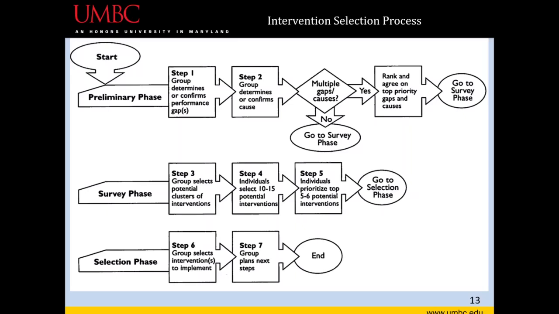Then you're going to move on to the last phase, which is the selection phase. In step 6, the group is going to select the interventions to implement from that list of 5 or 6. Then step number 7, the group plans the next steps, and then you're going to work with your stakeholders to know exactly what those are. So this is the intervention selection process. You're going to start off in the preliminary phase and the survey phase, where you're going to determine the different types of interventions and select the numbers there. Then you're going to select the final interventions and then move forward.